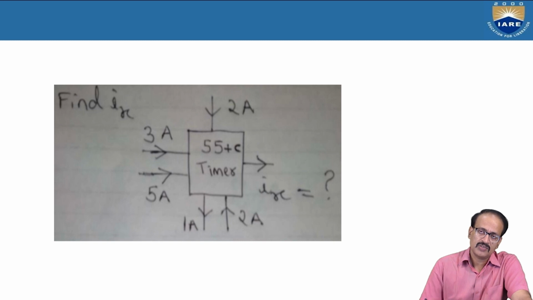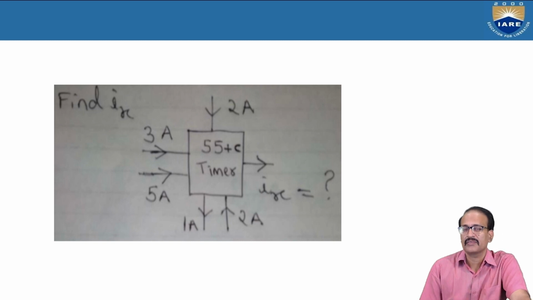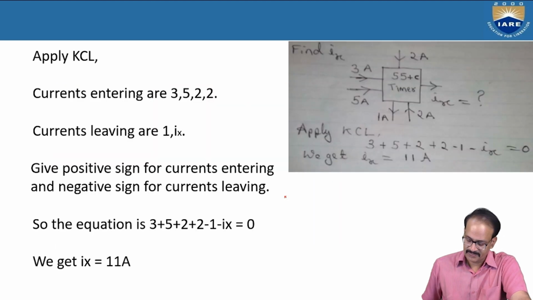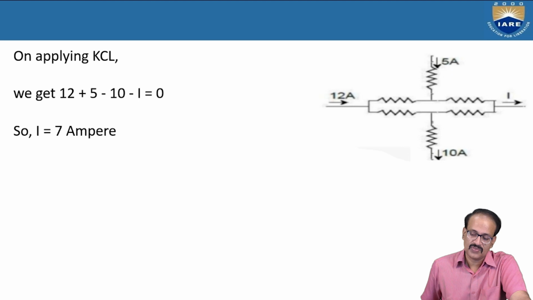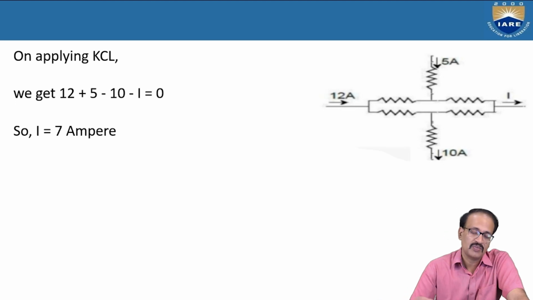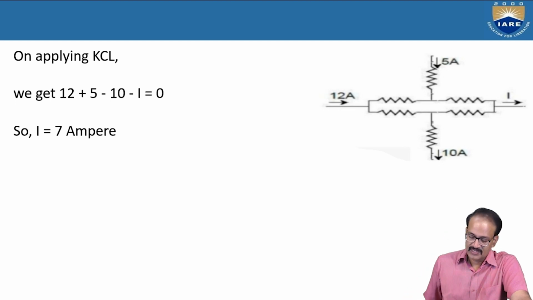So here also with the help of KCL we found the unknown current, that is Ix. So 3 is entering, 5 is entering, 1 is leaving, 2 is entering and 2 is entering. So only 1 and Ix are leaving, so minus 1 minus Ix. So that gave the answer as 11 amperes. So here also 5 plus 12 minus 10 minus I. So finally we got the I value as 7 amperes.